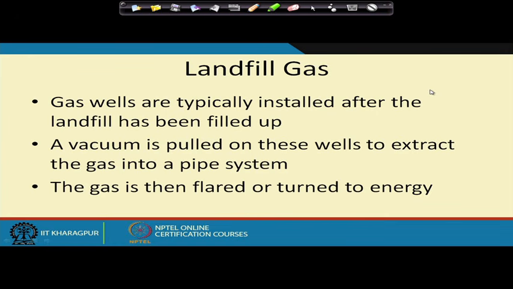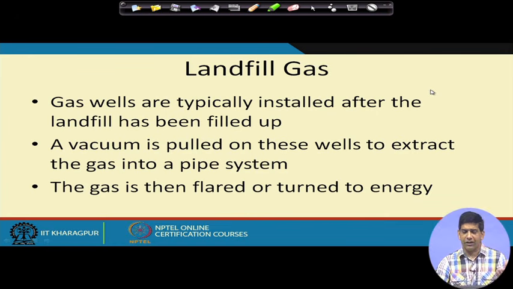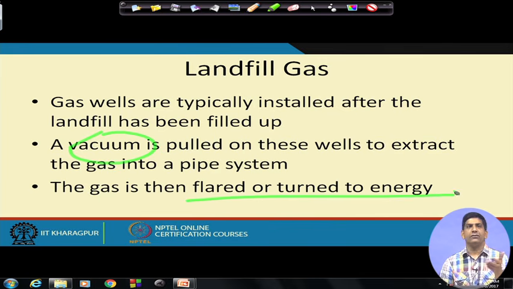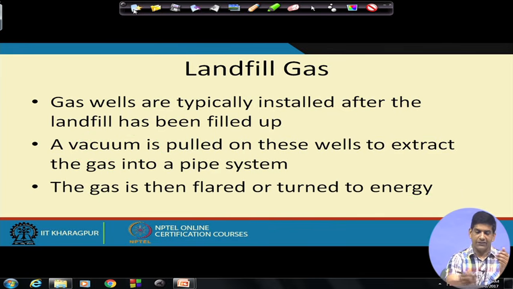So in terms of the landfill gas, how do we collect it? We looked at how we collect leachate. In terms of landfill gas, wells are typically installed after the landfill has been filled up. We install the gas wells, and we use a vacuum to pull up the gas. The gas is then either flared or turned into energy. Either of those two is done in terms of the gas collection system.